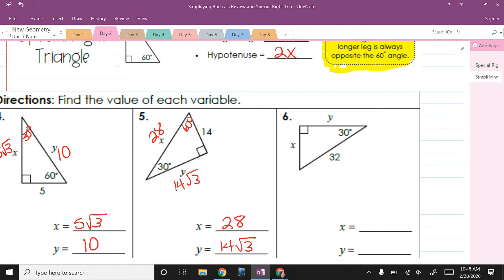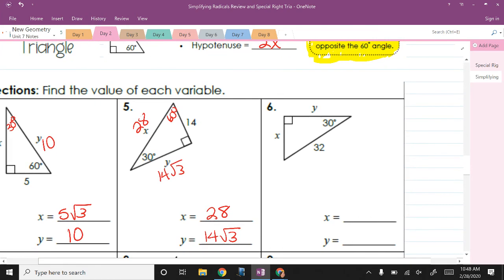Pretty cool. Now, number 6. Slightly more complicated, right? Like, seriously, I slipped my foot out here. So, on number 6, that 32, that side with the length of 32, is that a short leg, a long leg, or a hypotenuse? It's a hypotenuse.